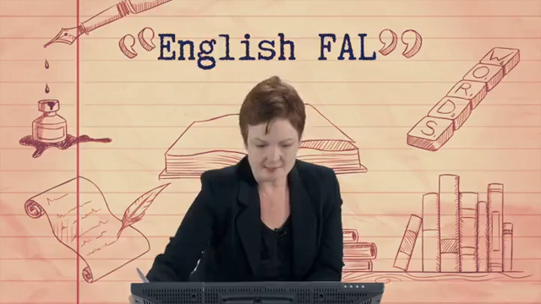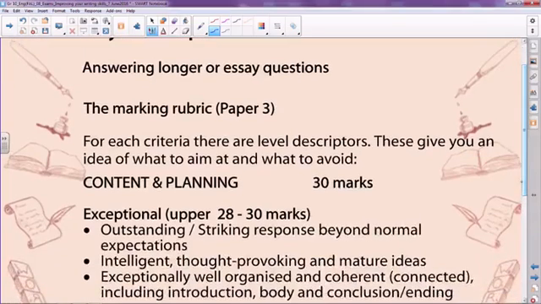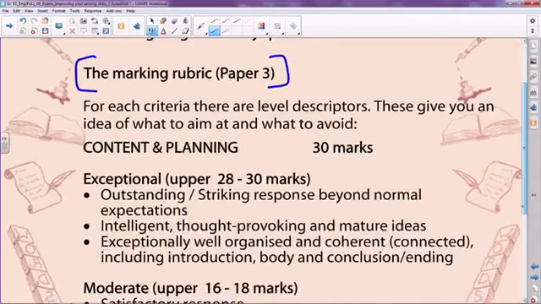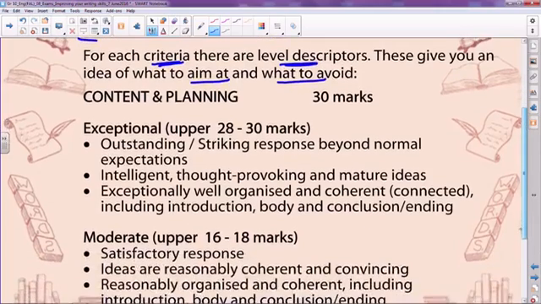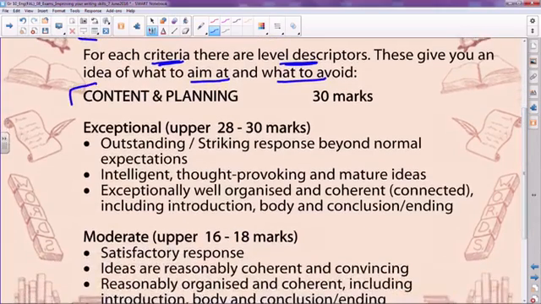If we have a look at paper 3, the marking rubric, in a little bit more detail, what we have for each criteria, we have level descriptors. And those give just a little bit more detail as to what is expected of you as a writer. So these give you an idea of what to aim at and what to avoid. So what do we want if we are looking to do well in our content and planning?